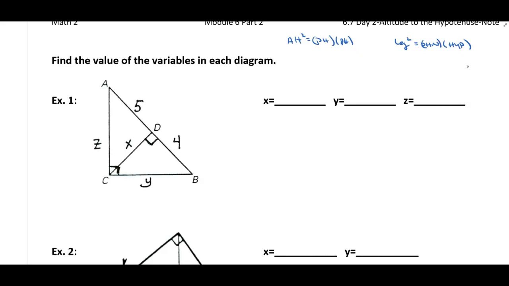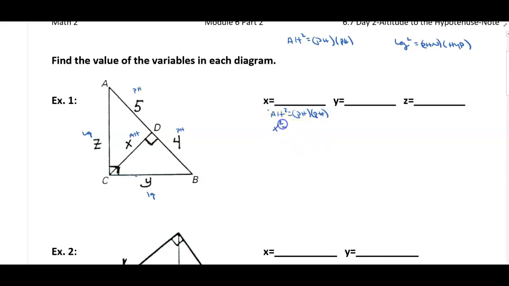So looking at this, I look at x. X is the altitude. This is a leg. This is a leg. This is a piece of hypotenuse. This is a piece of hypotenuse. So right away, I'm going to go and find x first. And x, since it's an altitude, I'm going to say altitude squared equals piece of hypotenuse times piece of hypotenuse.